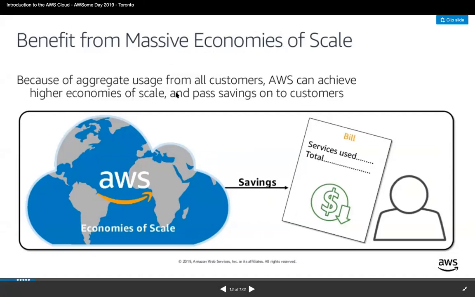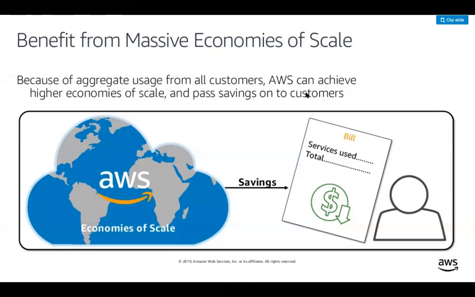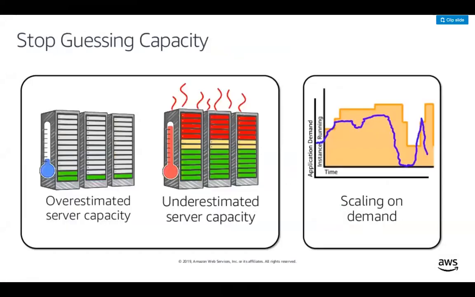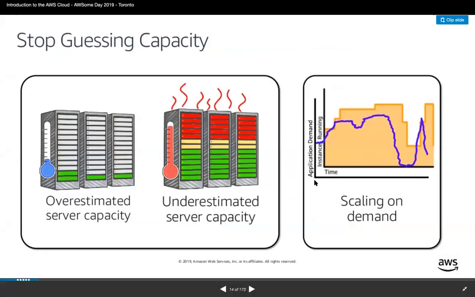Because of aggregate usage from all customers, AWS can achieve higher economies of scale and pass savings on to customers. It's like this, right? Government has built trains, or private companies have built aircraft, right? And you're making use of it, but you're paying only for what you use, right? So that way, both are benefiting out of it.